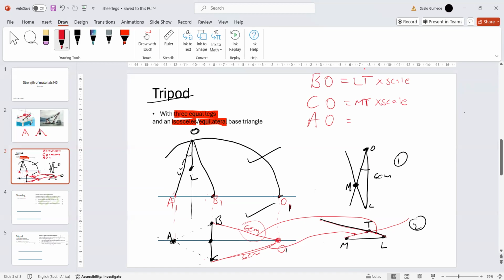AO. Now, AO is parallel to which line? AO is parallel to this line here on our vector, which is OM. So I'm going to measure the value of OM and multiply it by what? By scale. That is all that they are looking for.